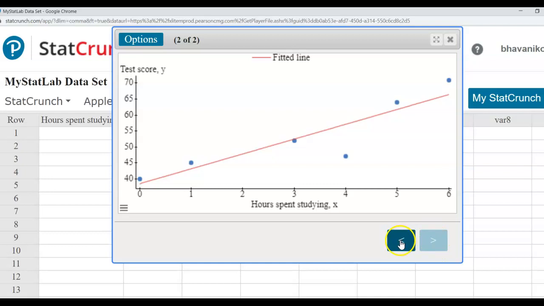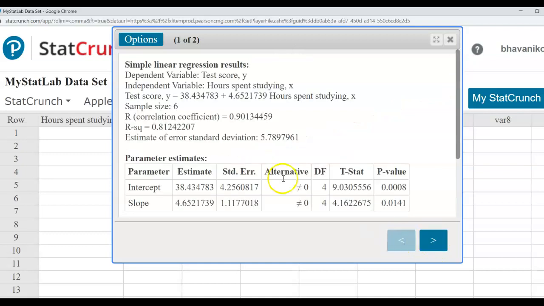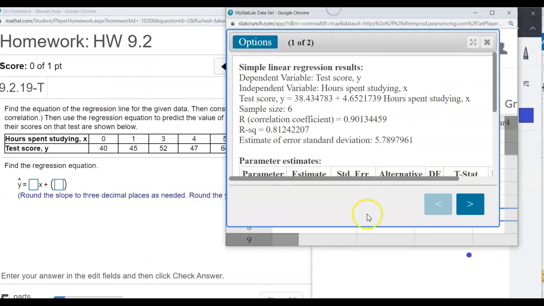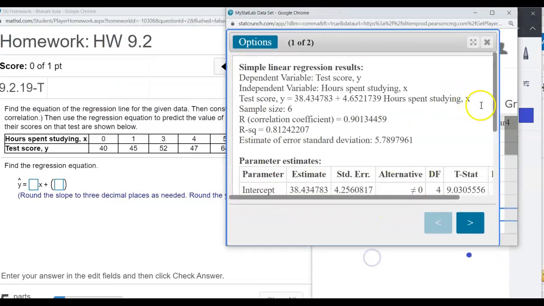You see these arrows in the bottom? One is your data, other one is your graph. So I'm going to go ahead and look here. And the important thing that I need is my slope, which is my m, and my intercept, which is my b. Okay? So let me minimize this one. And I will tell you where each one of them goes.